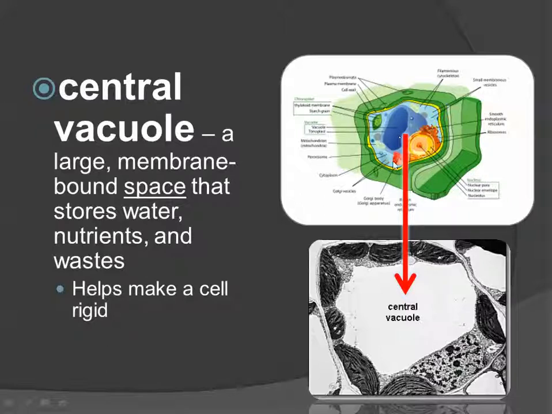If you don't water a plant for a long time, you can actually see under a microscope that the vacuole starts to separate from the outside, and the cells become flaccid as opposed to turgid. Flaccid, F-L-A-C-C-I-D, as opposed to turgid. Those are the 3 things that make plant cells different from animal cells.